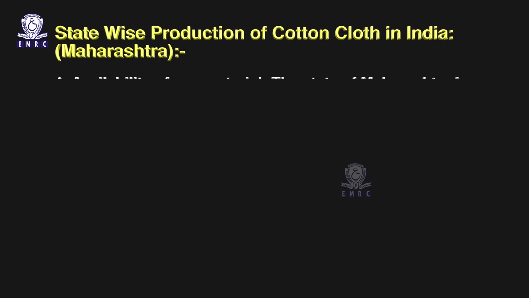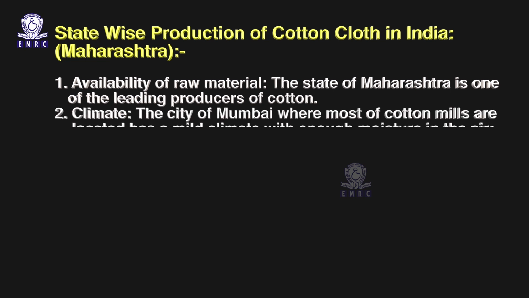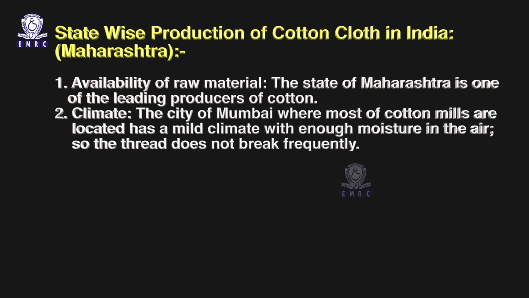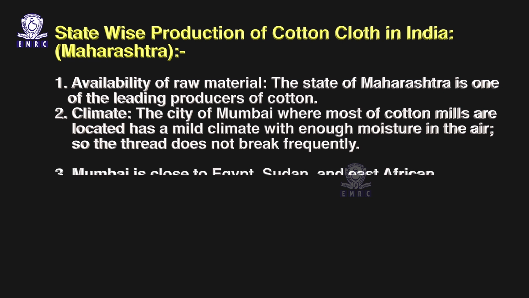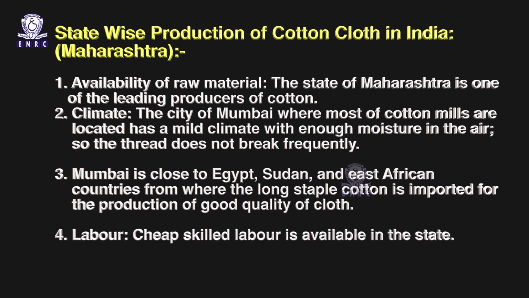Maharashtra. The state of Maharashtra is the largest producer of cotton goods. The locational factors in the high concentration of the cotton mills in the state of Maharashtra are availability of raw material. The state of Maharashtra is one of the leading producers of cotton. Climate. The city of Mumbai, where most of the cotton mills are located, has a mild climate with enough moisture in the air, so thread does not break frequently. Mumbai is close to Egypt, Sudan and East African countries, from where the long staple cotton is imported for production of good quality cloth.